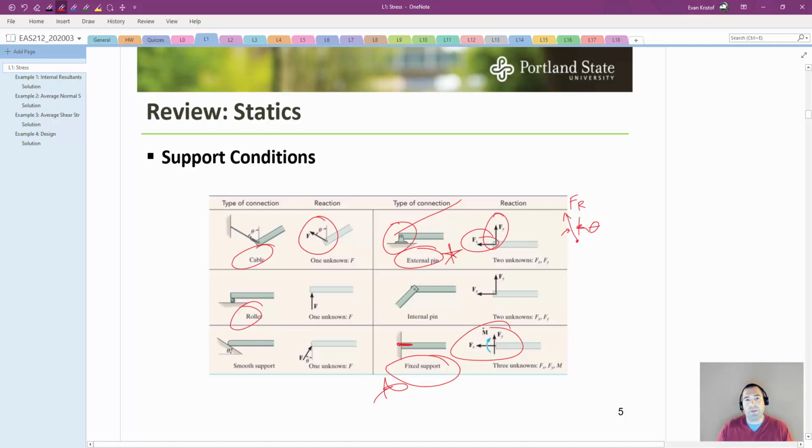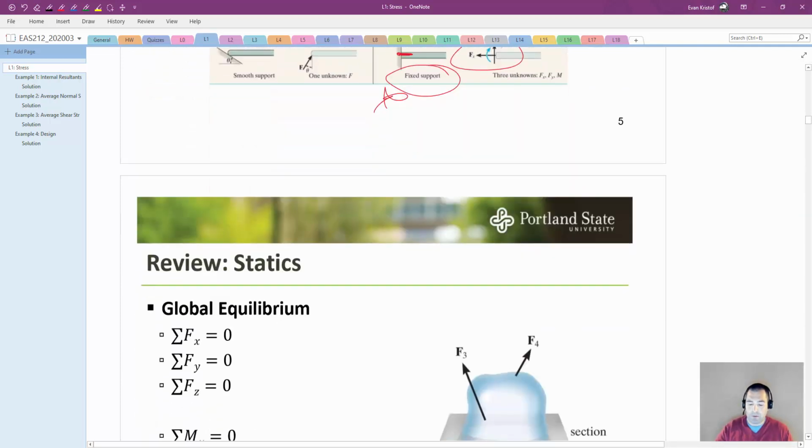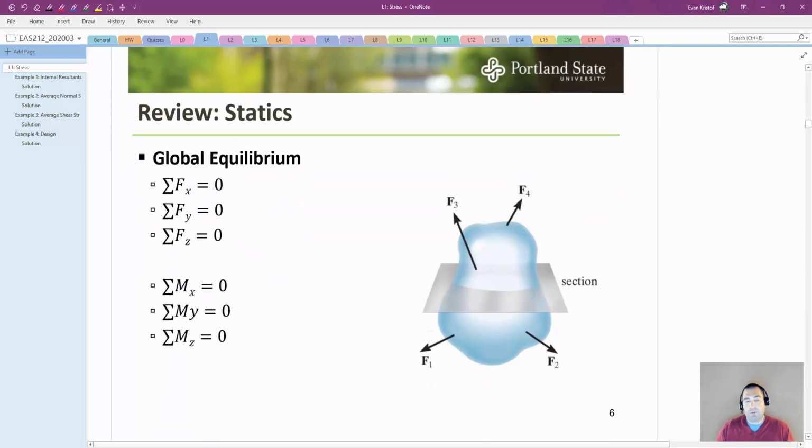Something else to remember about these support conditions, these are all possible support conditions. Some of these might end up having a value of 0. So it's very common for us to see one of these force or moment reactions be equal to 0. This is just mapping out all of the possible forces and moments that can be applied by the support to the beam itself. All right, and a little bit more refreshing of our memory of statics.